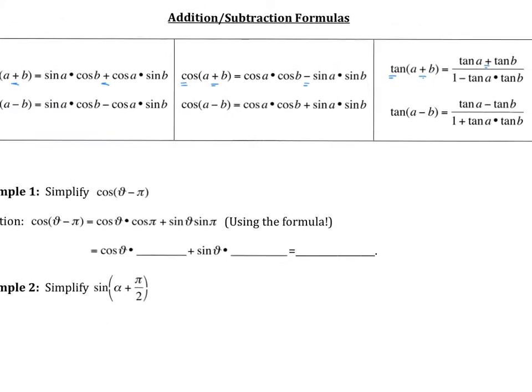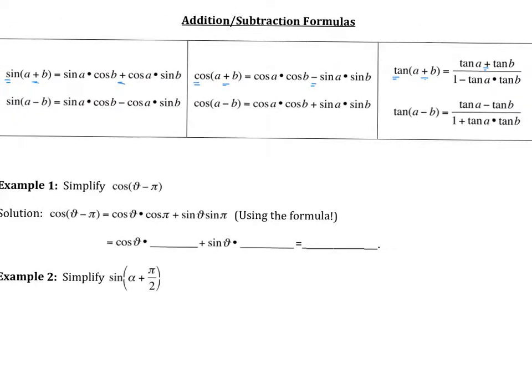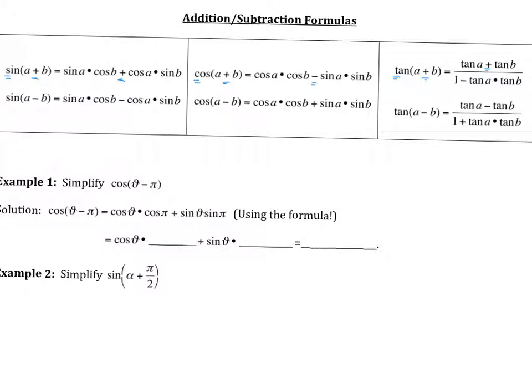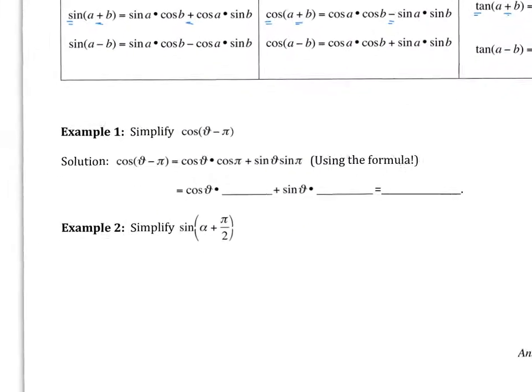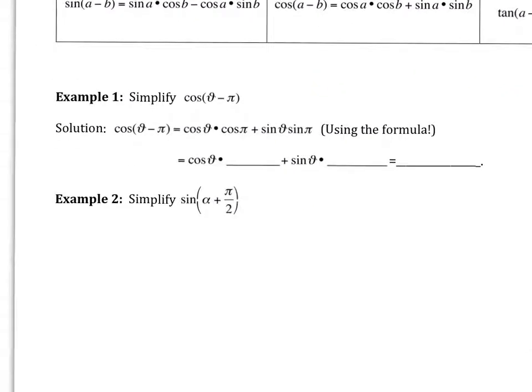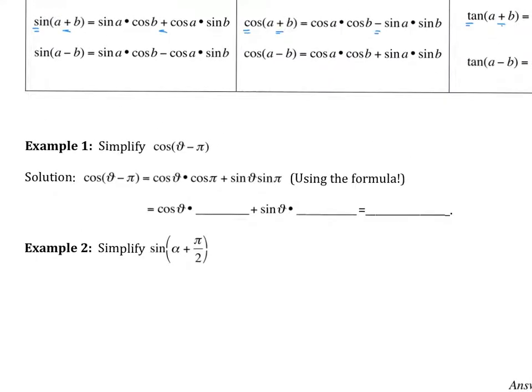Questions? All right, so we need to know those. All we're going to do then is practice using them. For example, in the very first one, you've got cosine of theta minus pi. Using our formula from above, which you can see right here, cosine of two angles that are subtracted would be the cosine of the first one times the cosine of the second plus the sine of the first times the sine of the second.